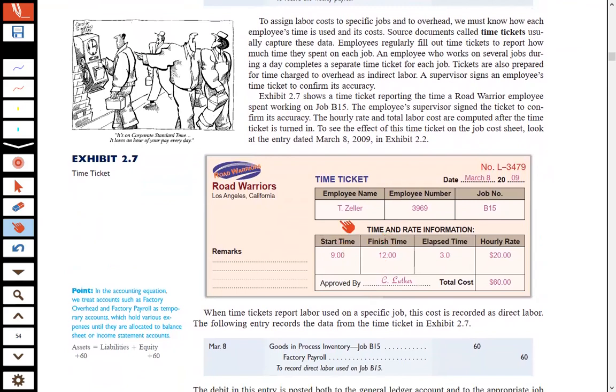What is in it? Employee name, employee number, obviously assigned by the company at the time of hiring. Then the job number on which that labor is working. Now, if two or more laborers are working, then an individual time ticket will be maintained for each labor, and accordingly their payroll will be processed, and their total cost will be inserted into that specific job. Clear?